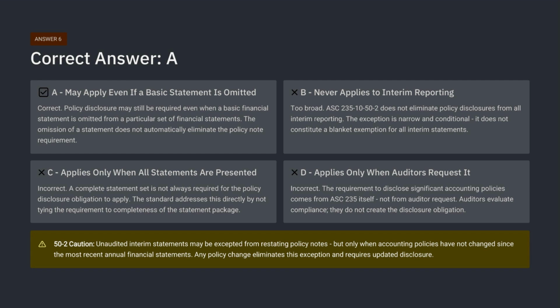It may apply even if a basic statement is omitted. Option B is too broad because ASC 235 does not say policy disclosures never apply to interim reporting. Option C is wrong because the requirement is not limited to complete financial statement sets. Option D is wrong because the requirement comes from ASC 235 and management's reporting obligations, not from auditor request.